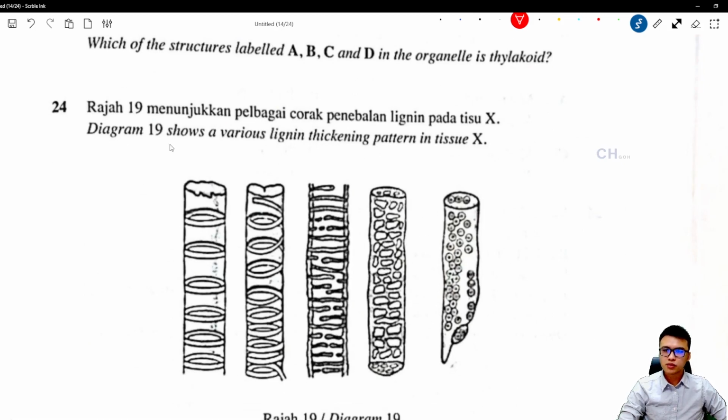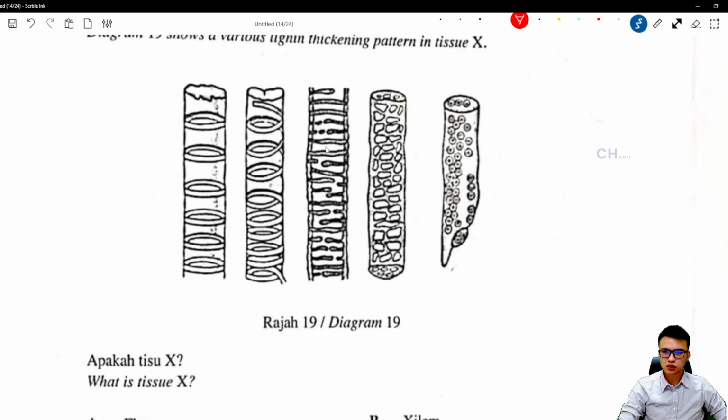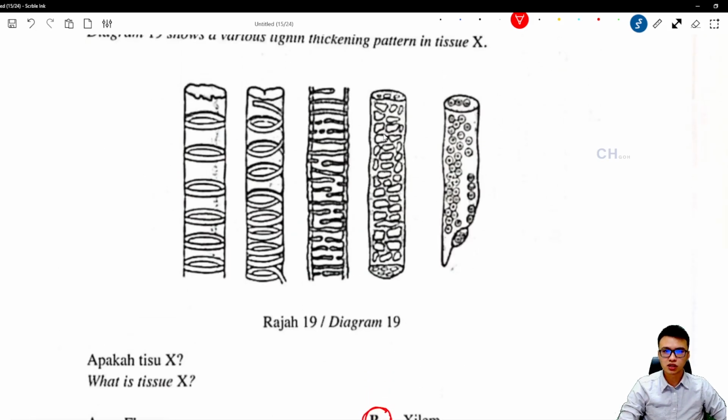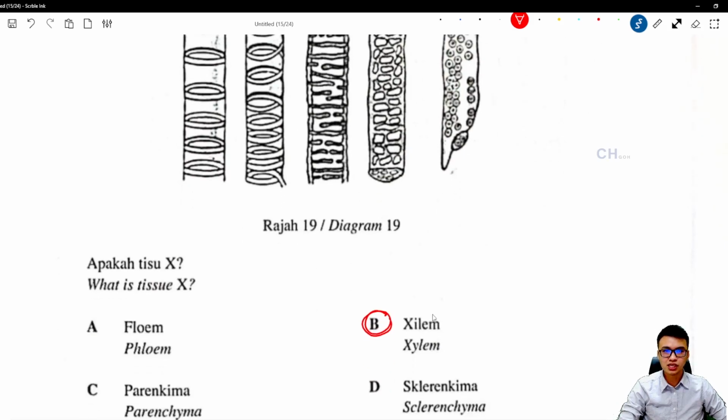24. Diagram 19 shows various lignin thickening patterns in tissue X. Okay, what is tissue X? In the exam, when you keep on seeing this kind of thing, a tube with different patterns, to be honest, we always use this diagram to indicate this is the xylem. Xylem has different patterns, so you guys must remember this one. Different patterns must be the xylem.